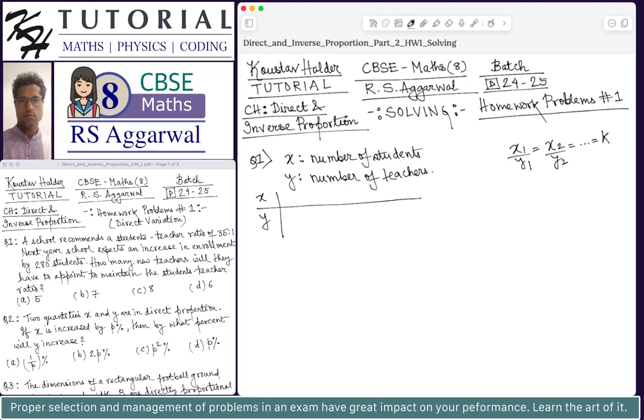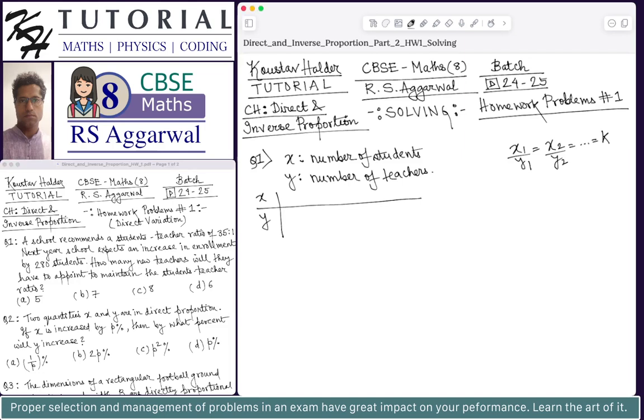Okay. Now, it is given that next year the school expects an increase in enrollment by 280 students. It has only given that the number of students in the school will increase by 280 students. We do not know what the current number of students or the current number of teachers is. It is only saying that the number of students will increase in the next year by 280 students.